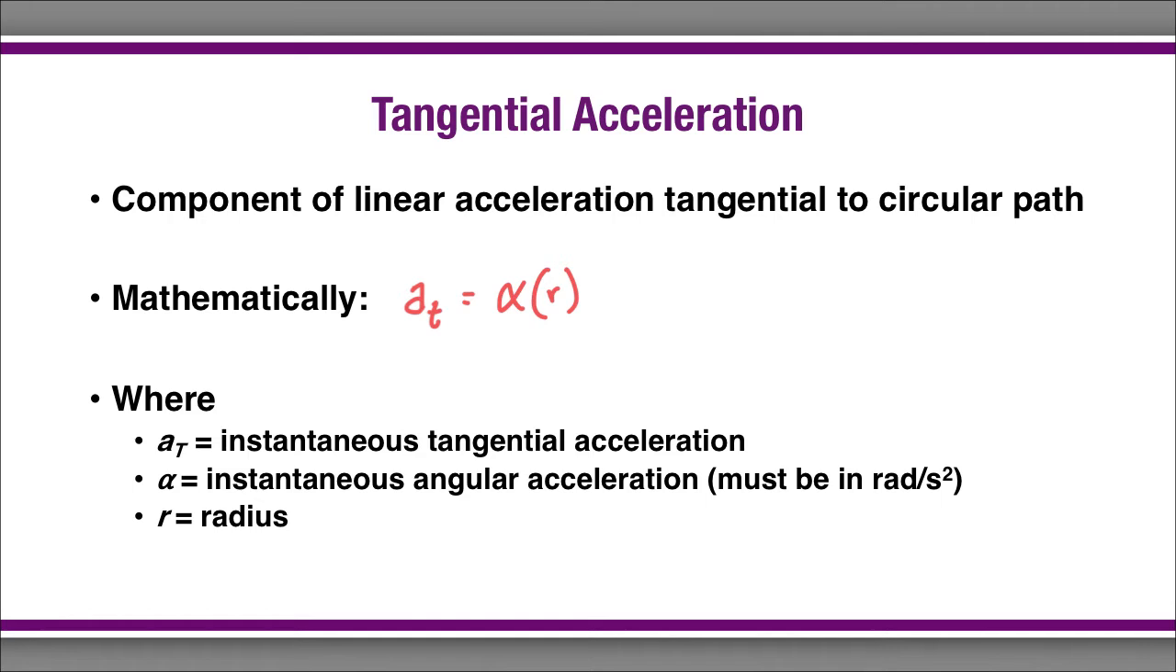What is important about tangential acceleration relative to angular acceleration is that angular acceleration must be represented by radians per second squared. So if you are given a problem in which you know the degrees per second, or the degrees per second squared, and you are asked to solve the tangential acceleration, you must first convert degrees per second squared to radians per second squared in order to accurately solve the problem.